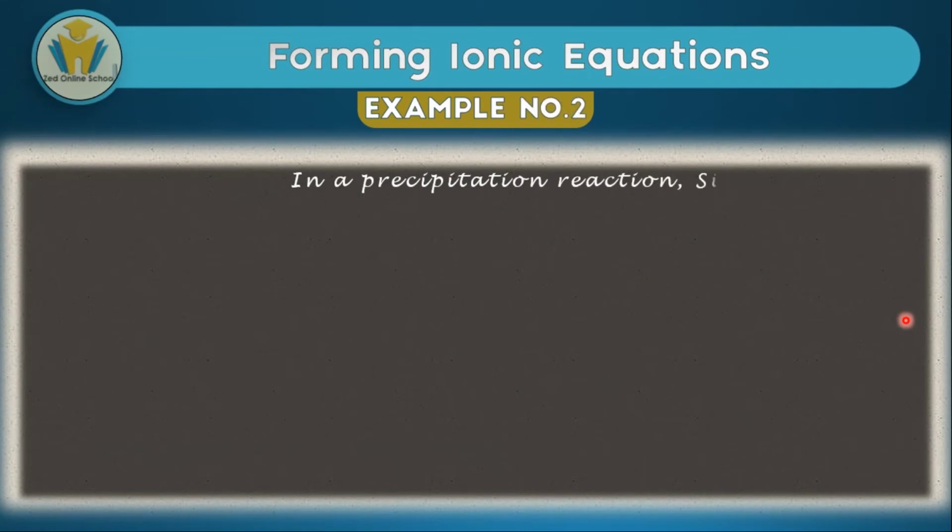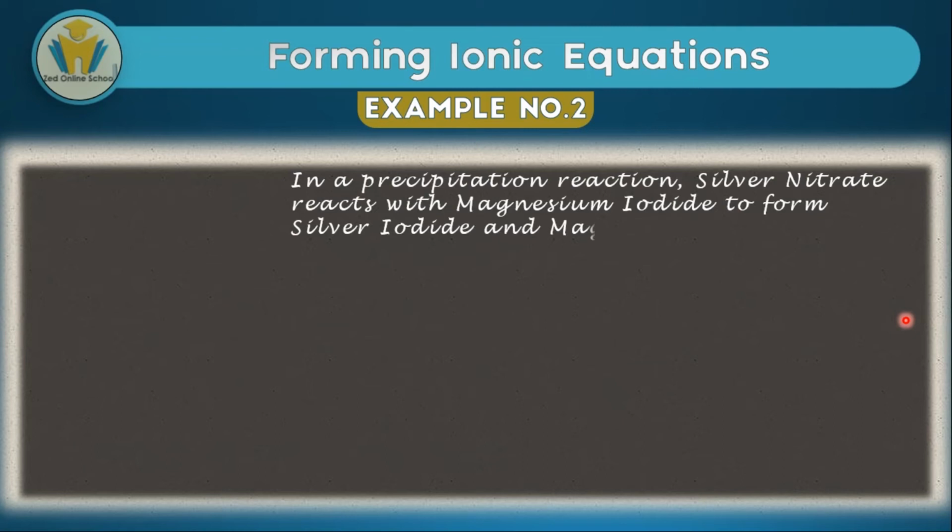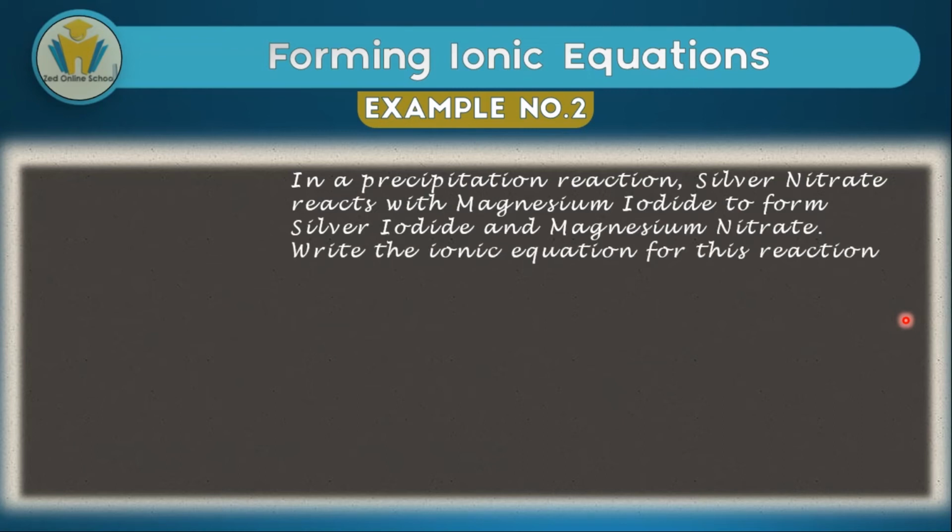Let's look at the second example. In this example, we've got a precipitation reaction in which silver nitrate reacts with magnesium iodide to form silver iodide and magnesium nitrate. Write the ionic equation for this reaction too.